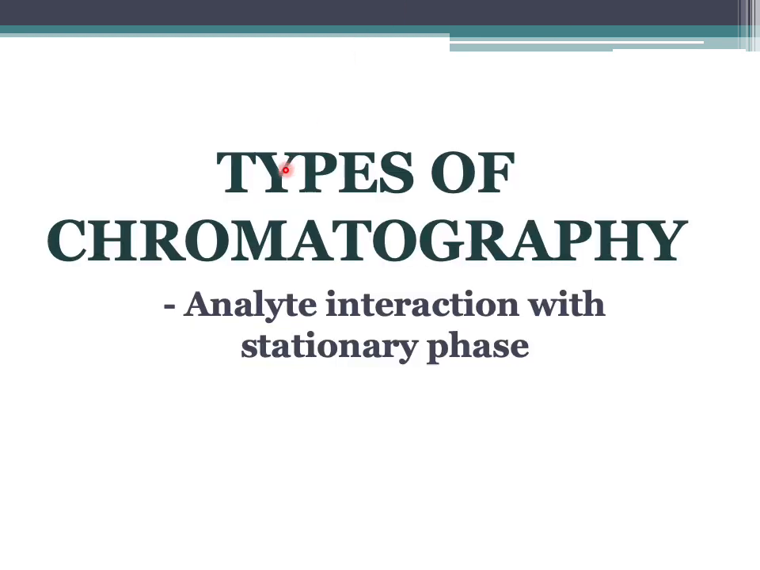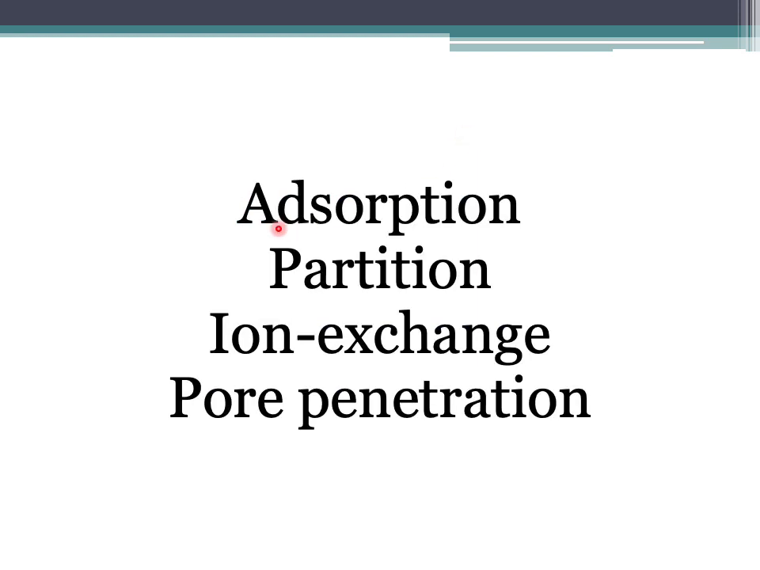Okay, next we go to types of chromatography. Okay, types of chromatography yang kita nak cerita ni adalah berdasarkan analyte interaction with stationary phase. Okay, we have 4 types of chromatography based on analyte interaction with stationary phase. For the first one is adsorption. Second, partition. Third is ion exchange, and lastly, pore penetration.